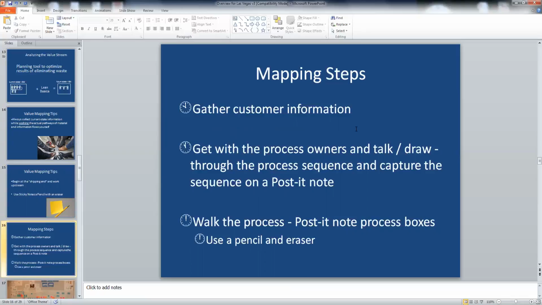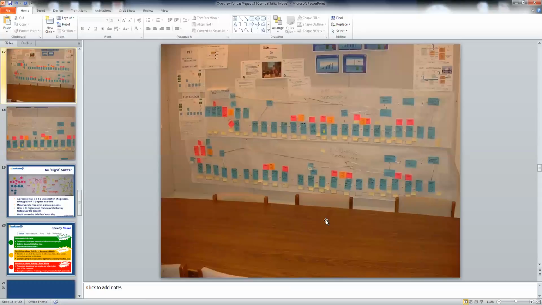So here it is: gather customer information, get with the process owners and draw through this process sequence, capture the sequence on a Post-it note, walk the process. Post-it notes, use a pencil and eraser.